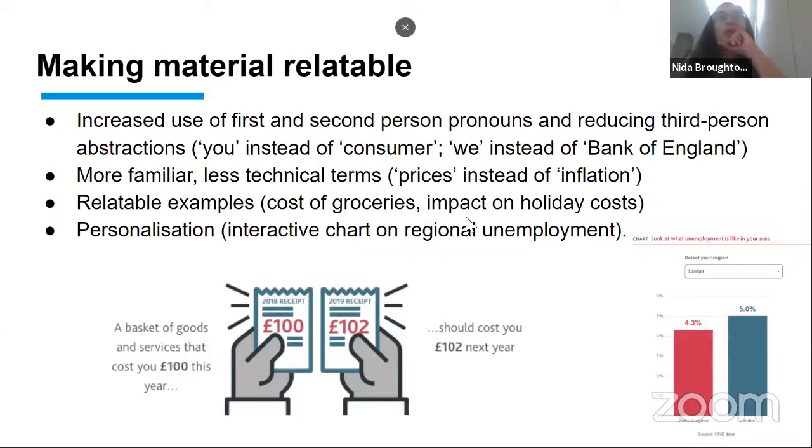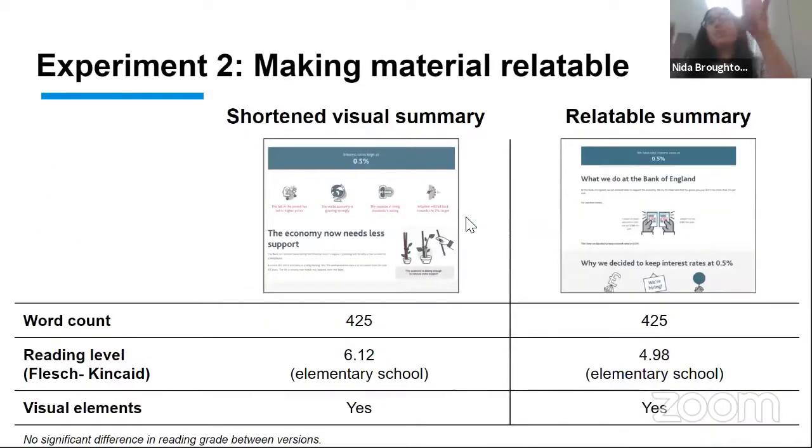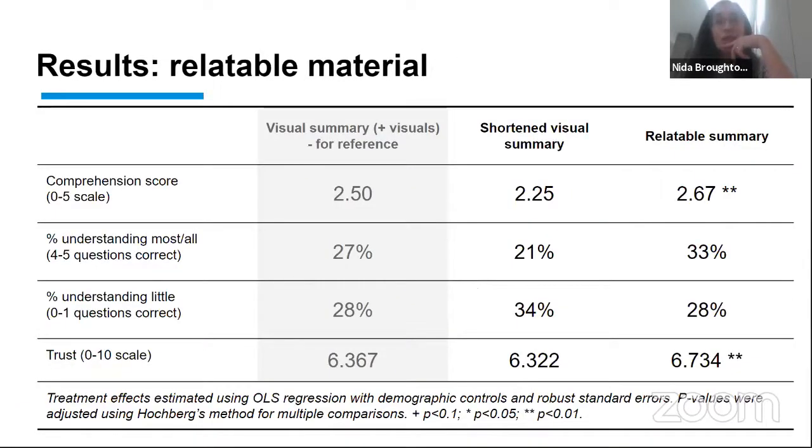So when we do that, and I should say that the other thing we did was try again, as with the other experiment, to hold everything else constant in terms of the word count and the reading grade level. When we do that, we get further improvements on comprehension on top of the visual summary of around 19%. Interestingly, this time, we actually also get an improvement on that trust measure. So that's really great because here we seem to have comprehension and trust working together.